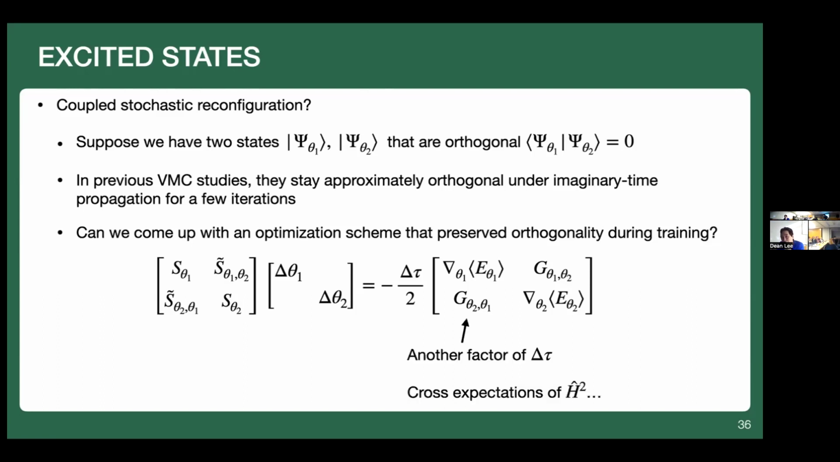I have more here. It turns out that these off-diagonal terms have an extra factor of delta tau. This makes sense, that these are smaller in comparison to the diagonal, because this has generally been found with previous QMC studies. The problem is that these off-diagonal terms contain expectation values of the Hamiltonian squared, which in position space would be very expensive to compute.